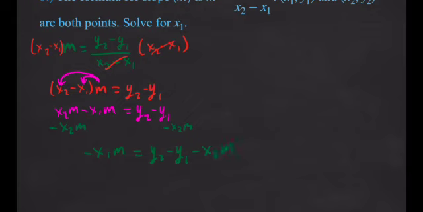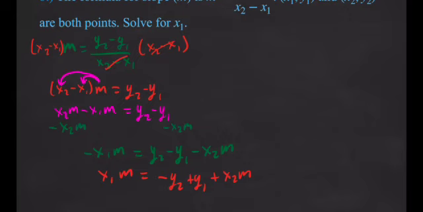Whew. We're almost there. x1 is almost by itself. The only thing that's stopping it from being by itself is that m and that negative. So let's get rid of that negative. How do we get rid of a negative? Well, we can multiply by a negative. In other words, what that does is it just flips all the signs. So it's now a negative y2, a positive y1, and a positive x2m. Whenever you are dealing with a negative, just flip the signs over.